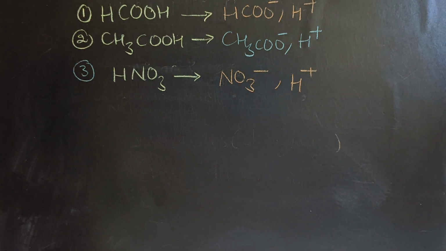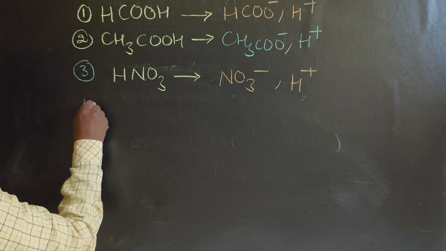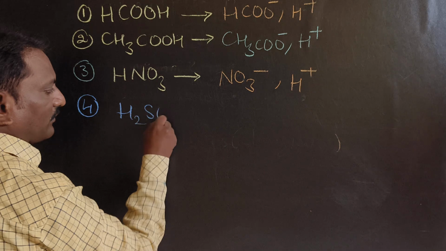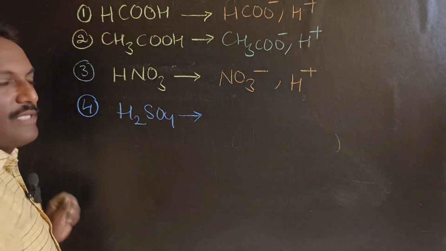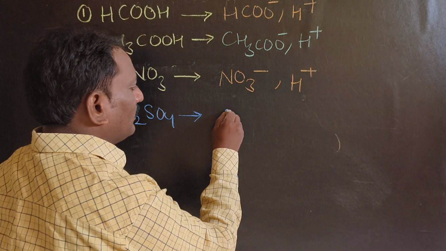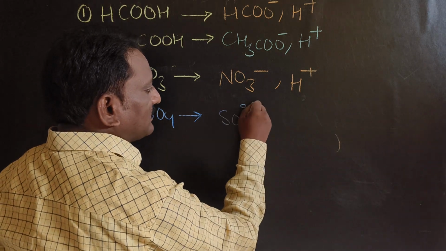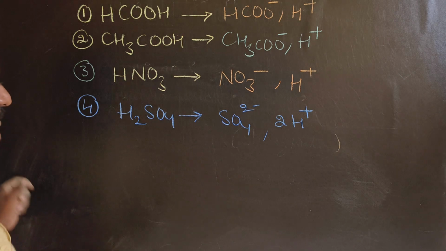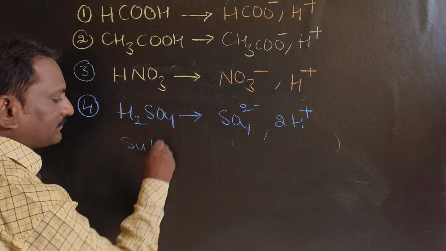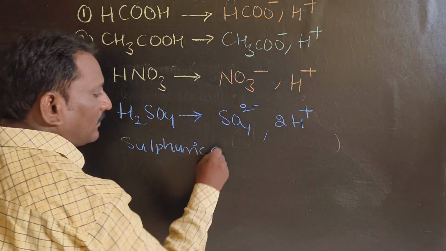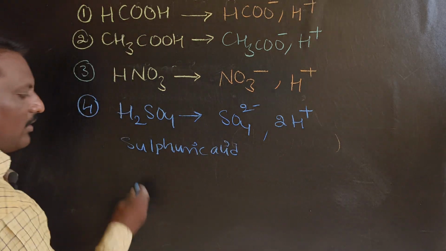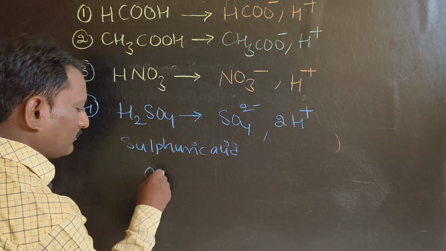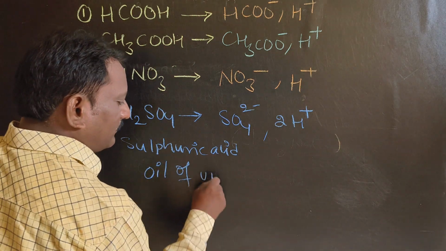Next, fourth one, sulfuric acid, H2SO4. Sulfuric acid splits up into SO4 2 minus and 2H plus ions. So this is called sulfuric acid. I said already, sulfuric acid is also called oil of vitriol.